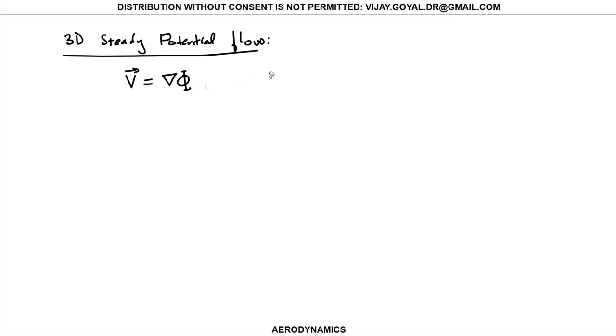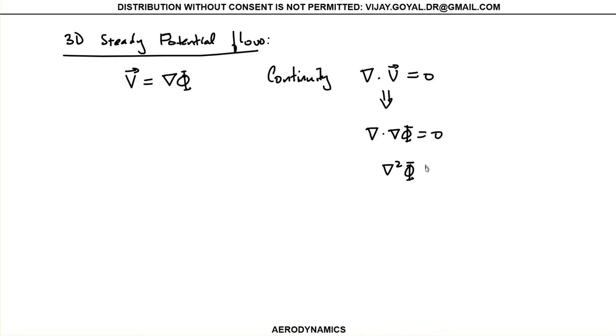Okay, and this really comes from continuity, because we said that this has to be zero. And the direct consequence of this will be that this is equal to zero. In other words, this gives you ∇²φ = 0. And we call this Laplace's equation.